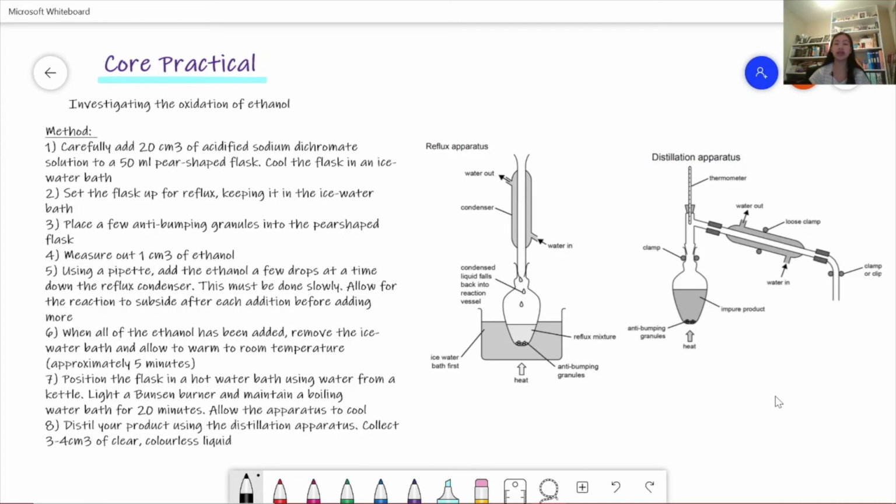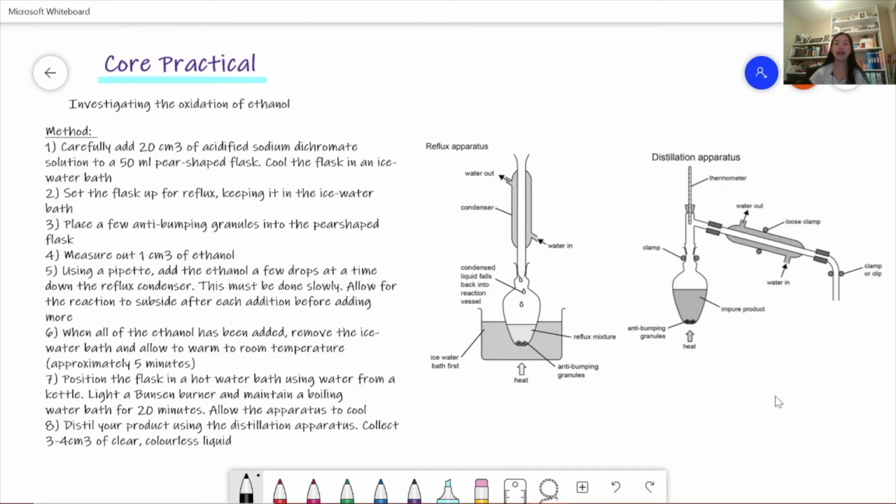So the first thing you do is carefully add 20 centimeters cubed of acidified sodium dichromate solution to a 50 milliliters pear-shaped flask and cool the flask in an ice water bath. The acidified sodium dichromate is the oxidizing agent. And so we set the flask up for reflux, keeping it in the ice water bath. And also one thing to note about the acidified sodium dichromate is that you should wear gloves when handling it because it can be corrosive.